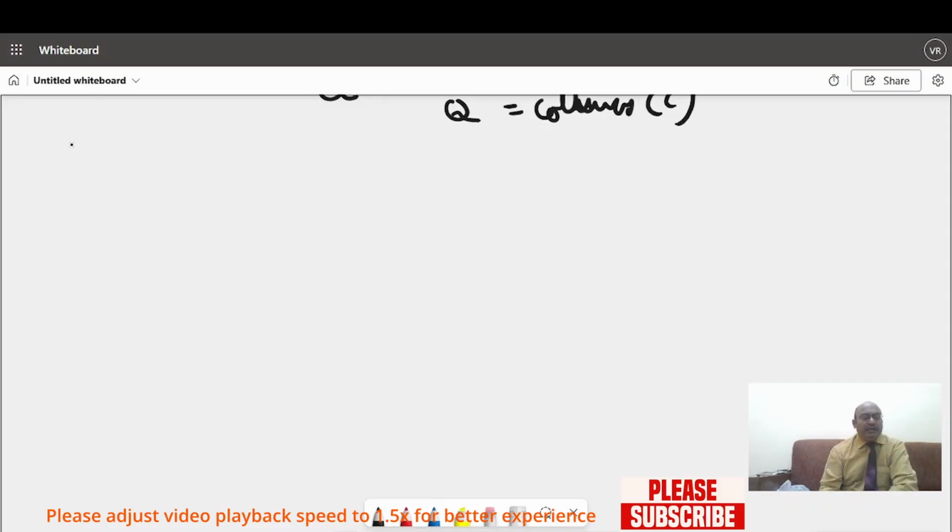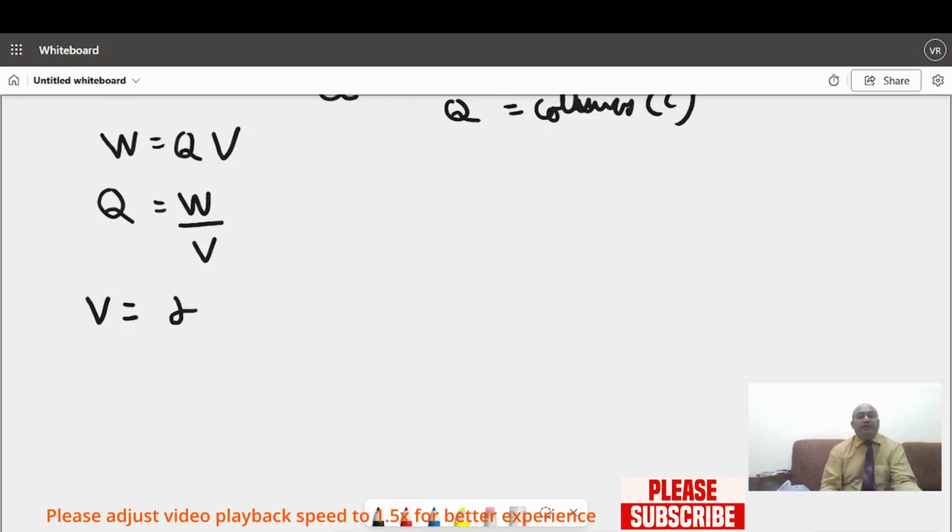Through algebraic manipulations, we can define an equation to determine the energy required to move charge through a difference in voltage. W is equal to QV. If you want Q, charge, it is W by V. So voltage is finally joules per coulomb. You have to remember this. The unit for this is volts.